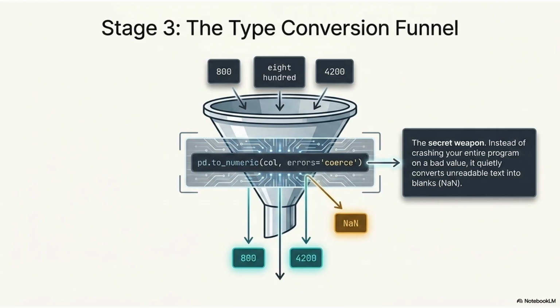Tool rules for reading df.info. Spot missing values by comparing non-null counts to the total rows. Any shortfall means nulls exist. Verify numeric columns are showing a numeric dtype. If a column that should hold numbers shows object, you have a string contamination blocking every arithmetic operation on that column.